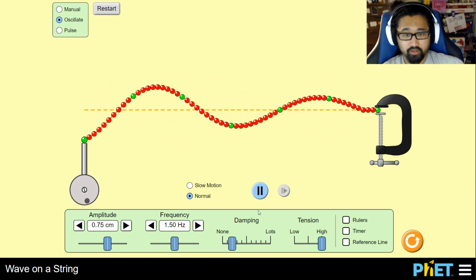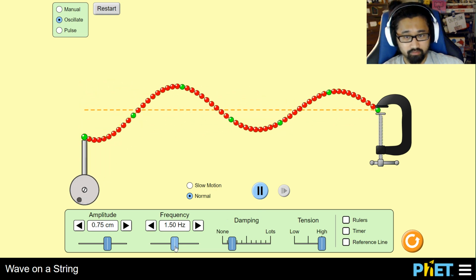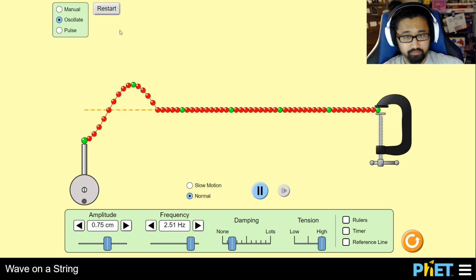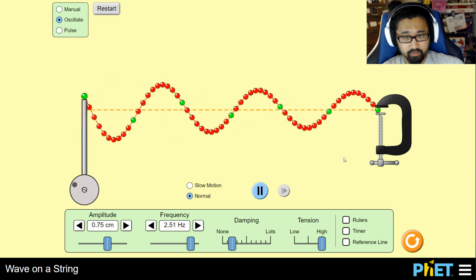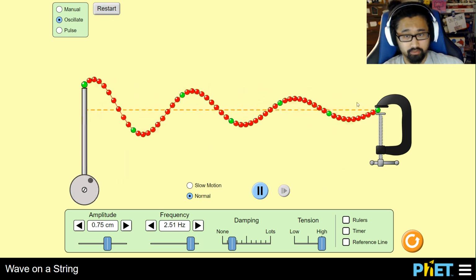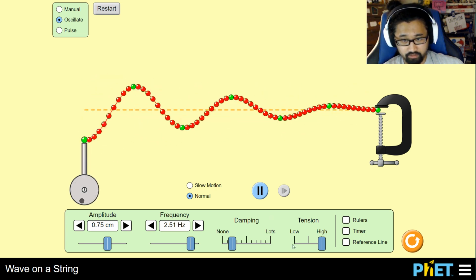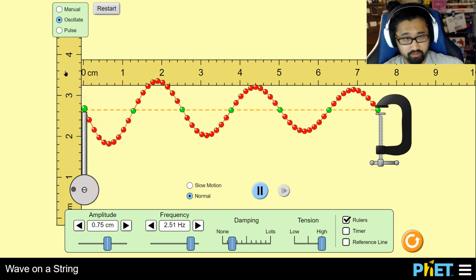Let's restart. All right. I'm going to increase the frequency. I'll restart it. Frequency went up, and you should be able to see that a wave now is like all the way here, if I put the rulers back on.